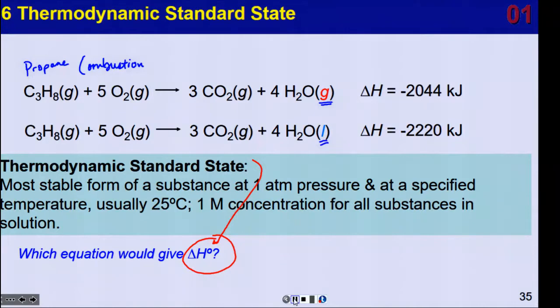Well, you want to choose the one where the substances are in their stable forms at normal pressure and 25 Celsius. So there's highlighted color here. So is water as a gas or water as a liquid going to be the stable form of water at 25 Celsius? Well, if you think about it, at 25 Celsius, water's a liquid. And so the liquid version of this statement is the appropriate one to reflect the process taking place at a standard state. And we have to pay attention to these things. We will do more examples with these gradually.